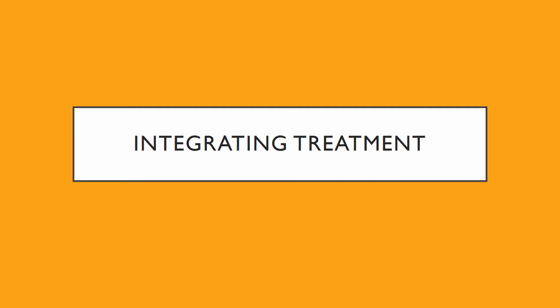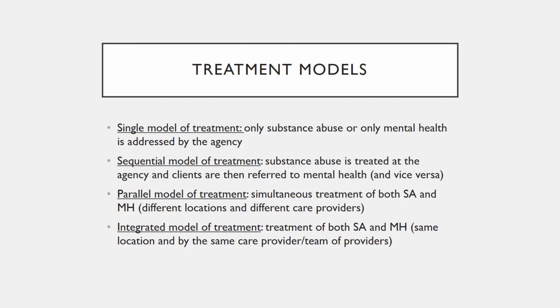So next we're going to move into talking about integrating treatment. There are some different ways that we can conceptualize treatment models for substance abuse and mental health. First, there's the single model of treatment. This is when only substance abuse or only mental health is being addressed by the treatment agency. So they're only providing services for one or the other.